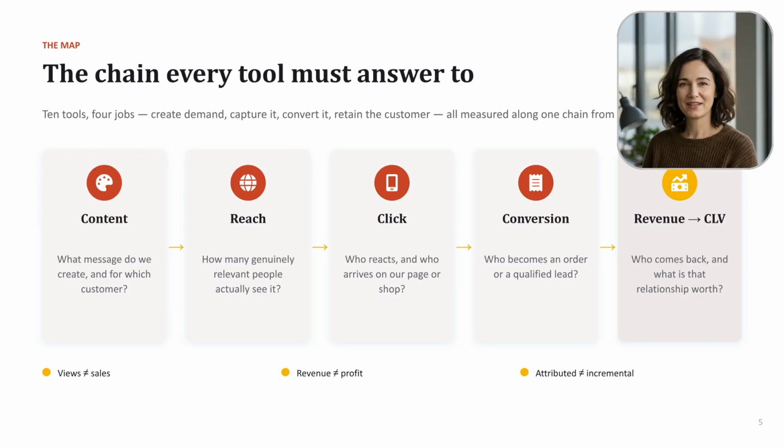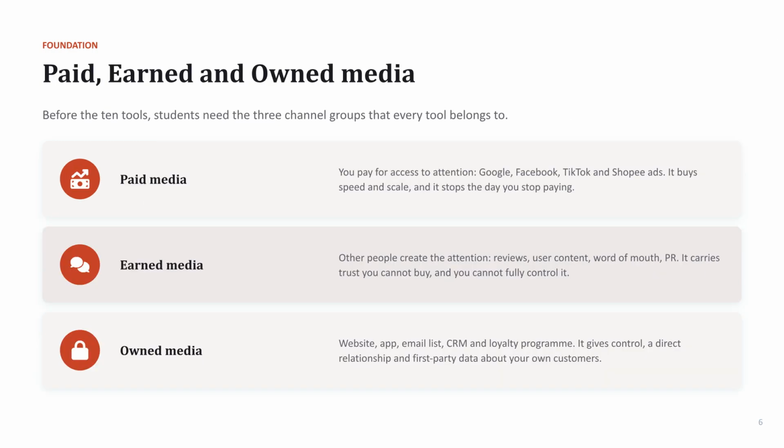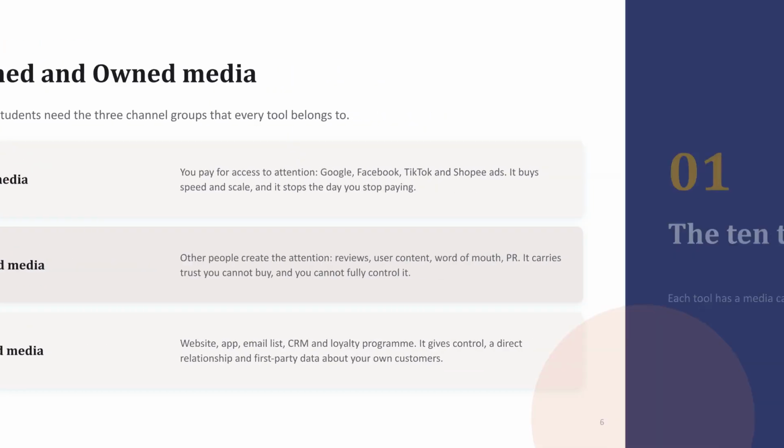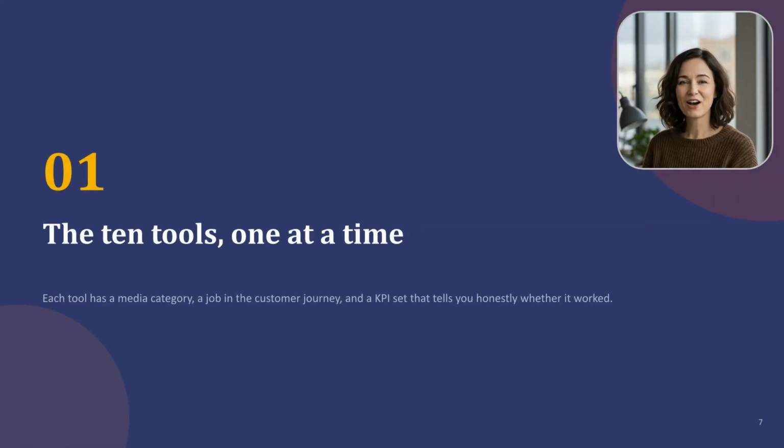Every tool must serve this chain: creating demand, capturing it, converting it, and retaining the customer. We measure everything from the content message to the final lifetime value of the relationship. Before looking at the tools, let's categorize them. Paid media buys scale. Earned media builds trust through others, and owned media provides control and direct customer relationships. Let's examine these 10 tools one by one.